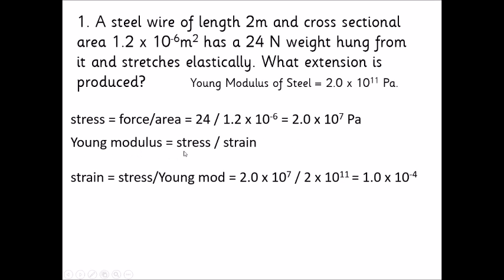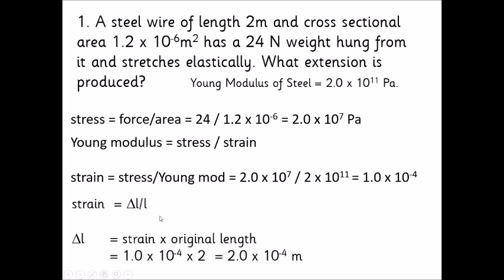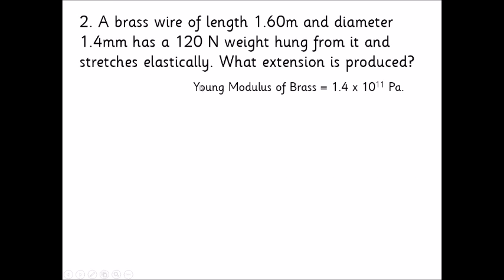We know Young modulus is stress divided by strain, so if you rearrange that, strain is the stress divided by the Young modulus. So that gives us the stress that we had here divided by the Young modulus, which will be given to you. Of course, you haven't got to learn any of these as facts. You'll always get those in the question if you need them. So the strain is 1 times 10 to the minus 4. But remember, the strain is not the same thing as the extension. The extension, the change in length, is the strain times the original length. So 1 times 10 to the minus 4 times 2 gives us an extension of 2 times 10 to the minus 4 meters.